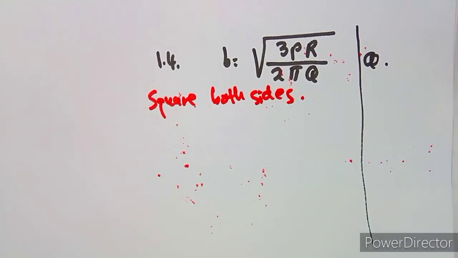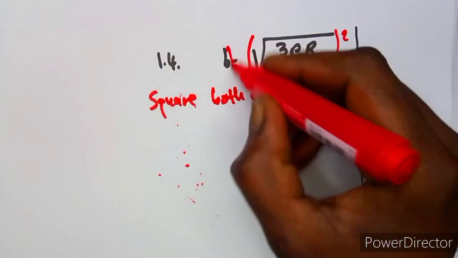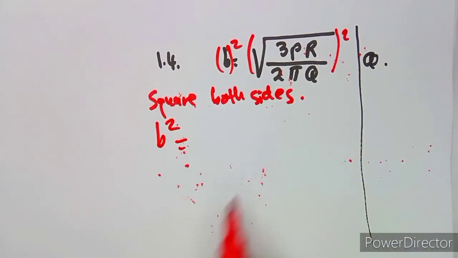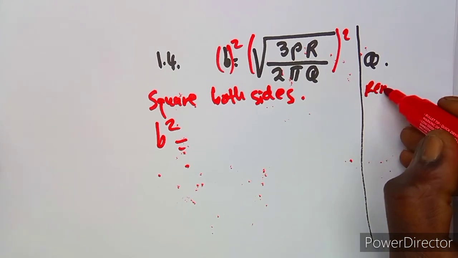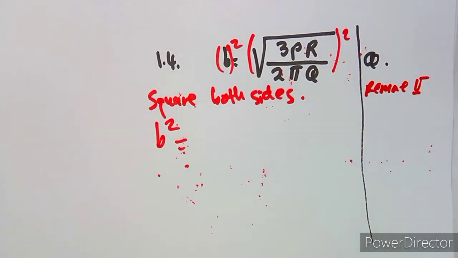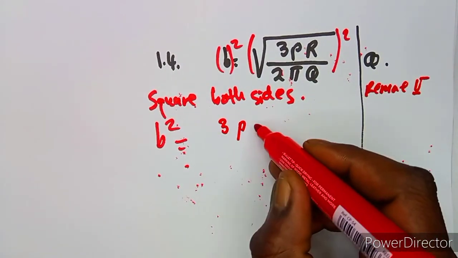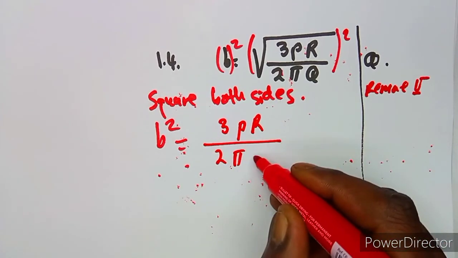All right, so let's square both sides, which means we are going to have this to the exponent of 2, this to the exponent of 2. So you're going to have b squared, which is equal to, remember, you are putting the square to remove the square root. The concept is to remove the square root. So the square root is no longer there the moment you square. So you're going to be left with 3pr over 2 pi q like this.